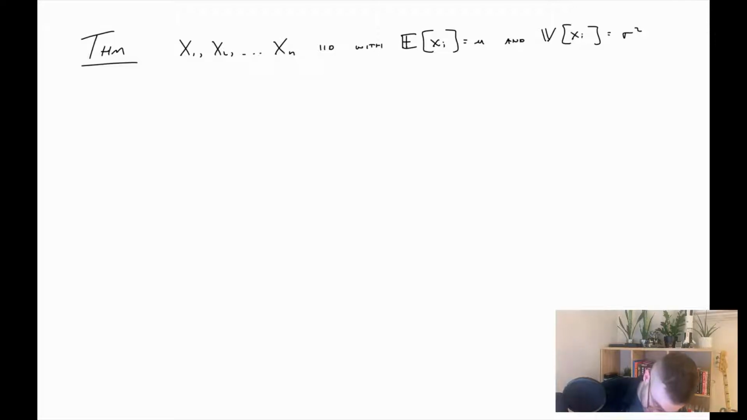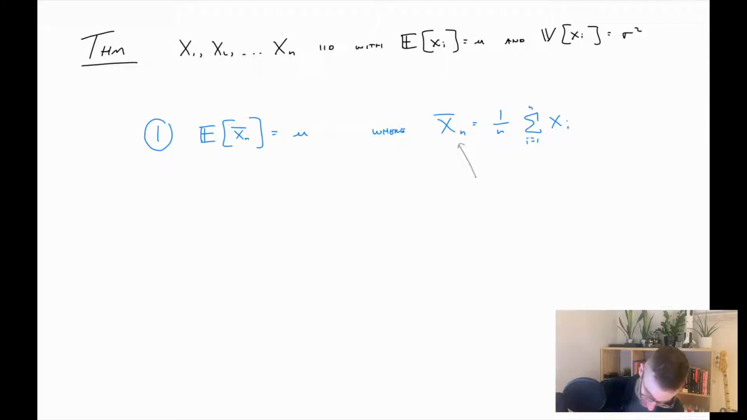Okay, so 3 things. First is that the expected value of x bar, I'll give it a sub n, is equal to mu. And here we should probably define x bar sub n is equal to 1 over n sum of the xi. This is the sample mean.